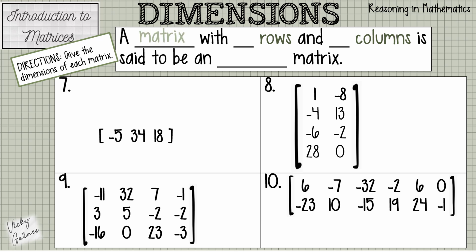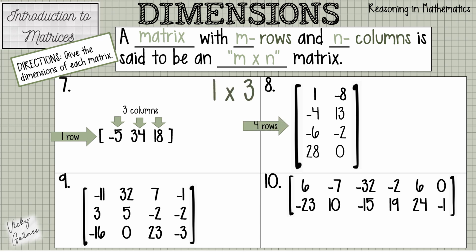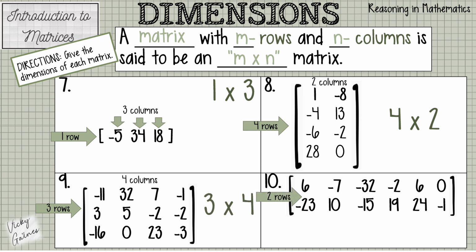Dimensions. A matrix with m rows and n columns is said to be an m by n matrix. Directions: give the dimensions of each matrix. Look at here, 1 row, but there are 3 columns. So it's a 1 by 3. Next one, 4 rows, 2 columns. It's a 4 by 2. Next one, 3 rows, 4 columns. It's a 3 by 4. And number 10, 2 rows. Count them, 1, 2, 3, 4, 5, 6 columns. That's a 2 by 6 matrix.